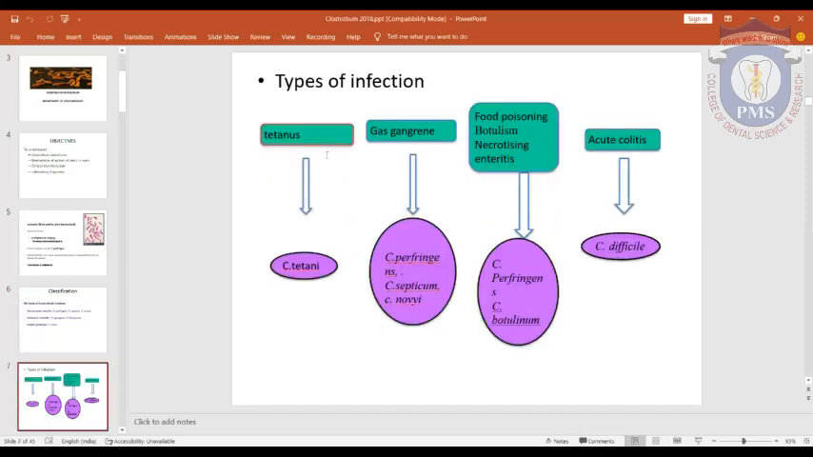Types of infection. On the basis of the types of infection, there are various categories of Clostridia. Some of them are tetanus caused by Clostridium tetani, gas gangrene caused by Clostridium perfringens, Clostridium septicum, and Clostridium novyi, food poisoning, botulism, necrotizing enteritis caused by Clostridium perfringens, Clostridium botulinum, etc. Acute colitis caused by Clostridium difficile.